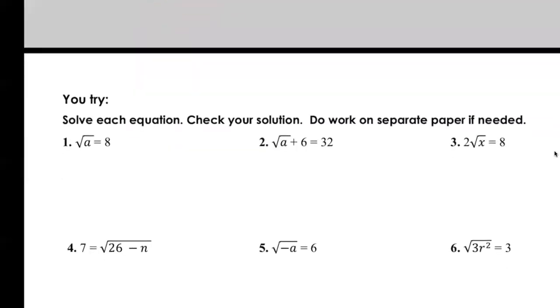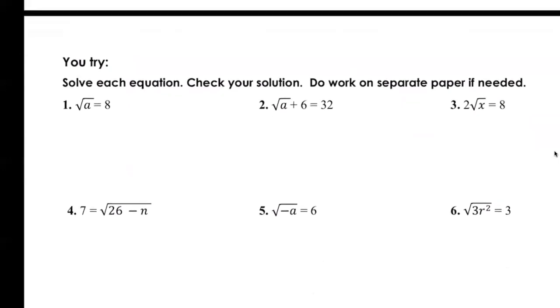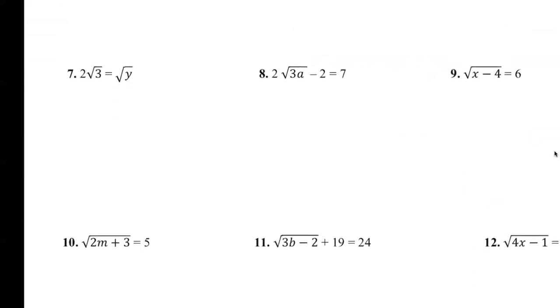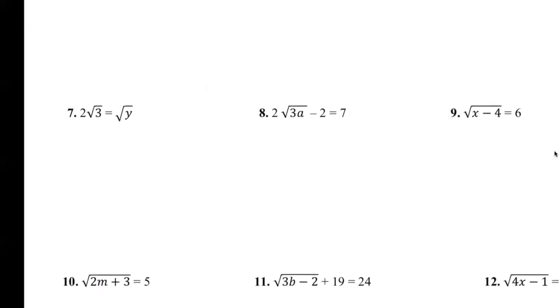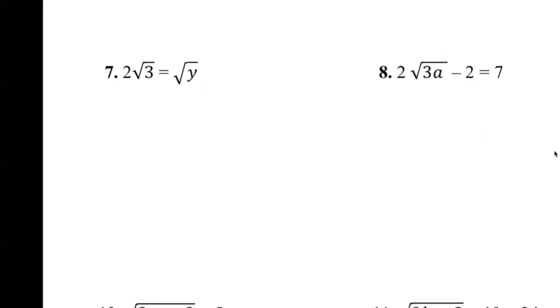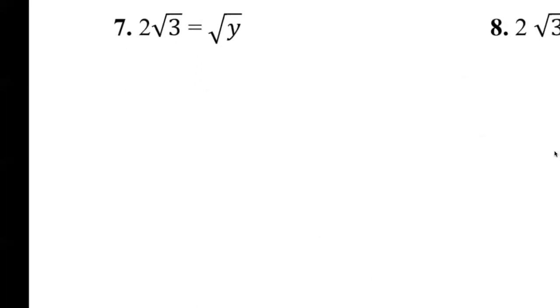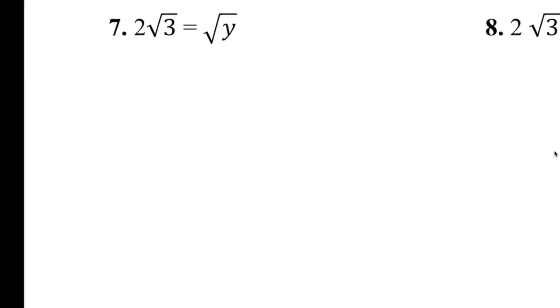Okay, so let's see if you guys can try a few. We're not going to do all of these. Let's jump to number 7. All right, let's have a look at number 7. Okay, so we have our variable inside the radical, and it's already isolated. I know I have 2 radicals here, but I'm really focused on the one with the variable inside. So I want to isolate that one first.